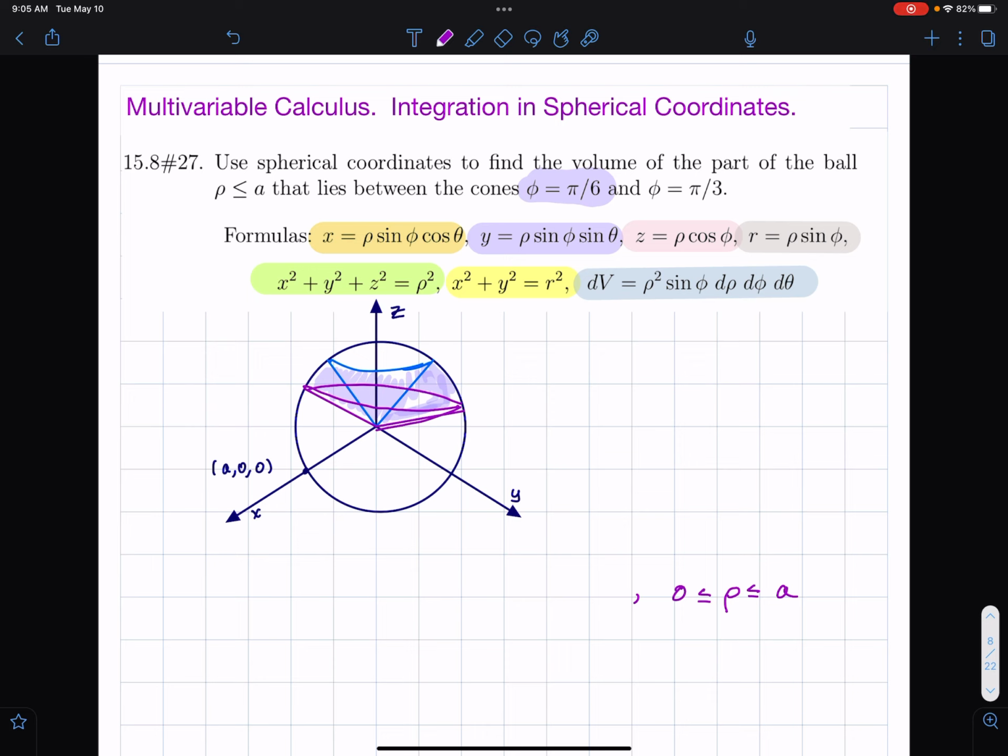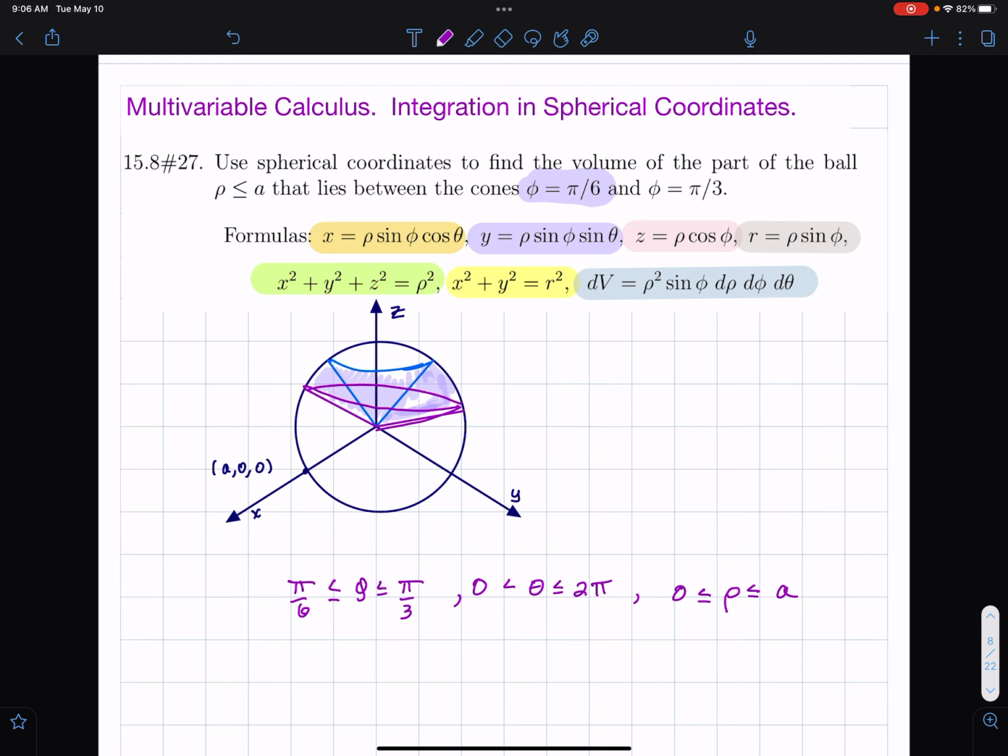What are the boundaries for theta? Remember, theta is the angle formed with the x-axis. So that can go all the way around. What should I write down for theta, do you think? Yeah, 0 to 2 pi, unless it says the first octant or something like that, but it doesn't. And then phi is between pi over 6 and pi over 3. Even though the drawing and the idea of that being a cone might be difficult, hopefully the integral won't be that bad.